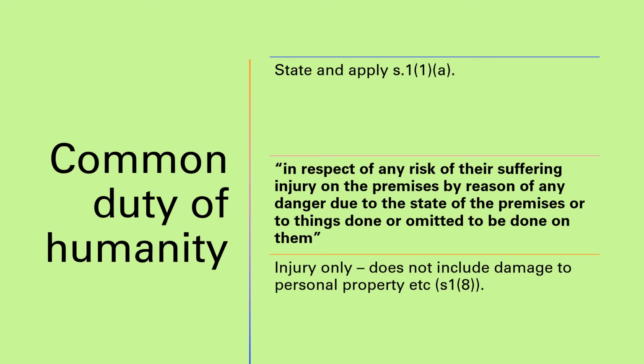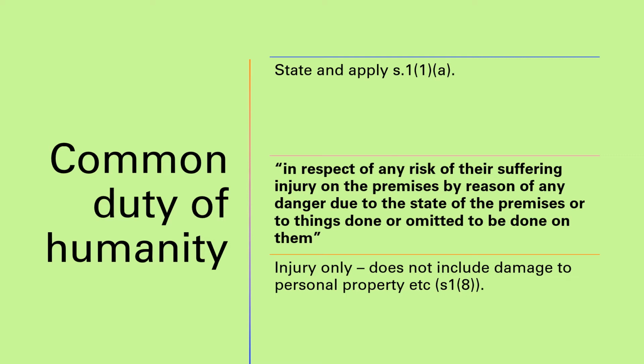So in terms of common duty of humanity, we need to state and apply section 1.1a, and broadly speaking, in respect of any risk of suffering or injury on the premises by reason of any danger due to the state of premises or things done or omitted to be done on them. So essentially we have three ways in which this can occur. Either the premises is dangerous, or there are things done on the premises which make them dangerous, or things which have failed to be done on the premises which makes it dangerous.